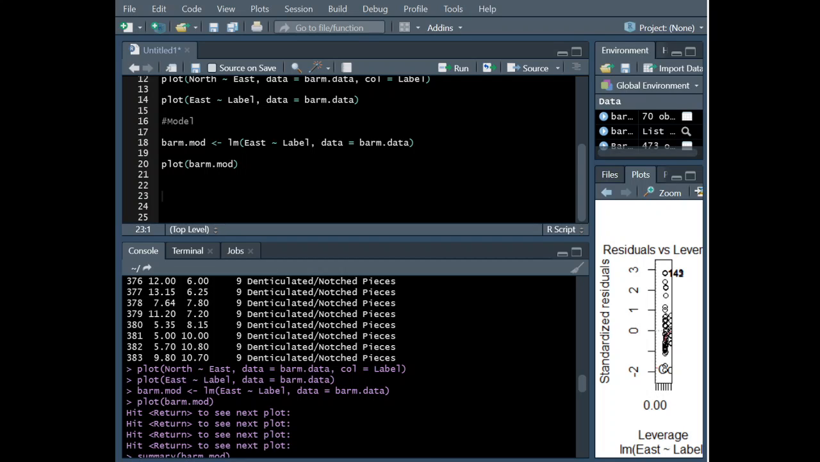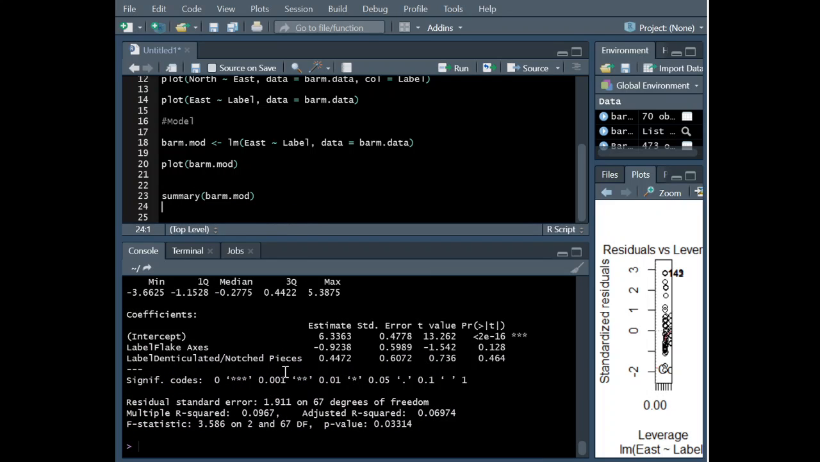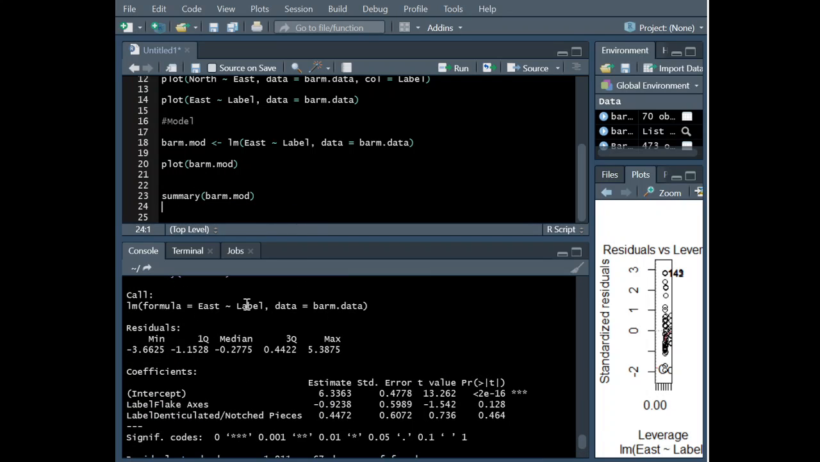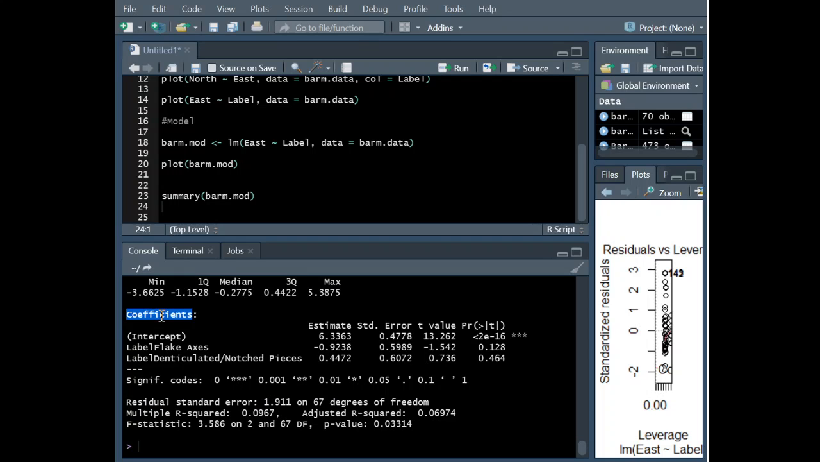So now that we know that our model diagnostics are looking good and we're able to proceed, let's run the summary function on our model, barm.mod. The summary function, again, starts off with the specification for the linear model that we built, the arguments that we fed it, a breakdown of the different residuals, and their quantiles, and then from the coefficients on down, that's really what we care most about.